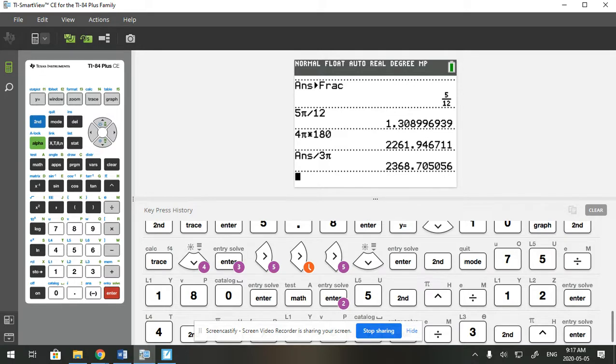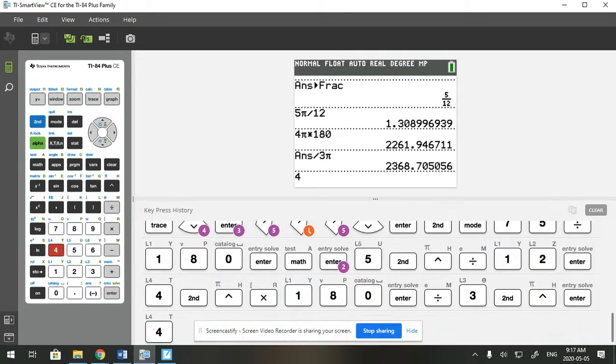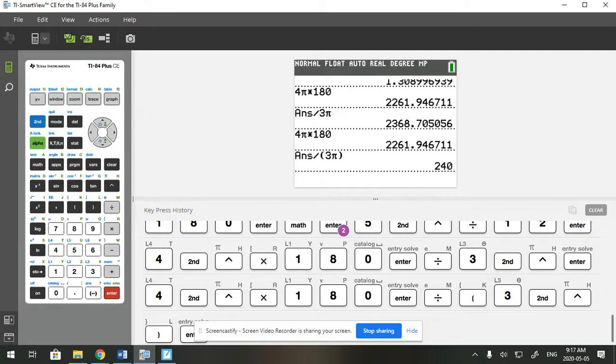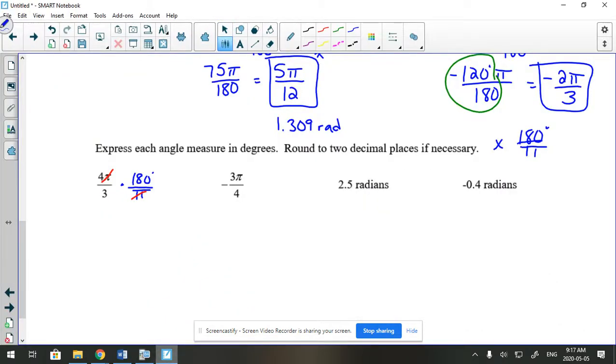Oh, I think you need brackets around that 3 pi. That's fine. Let's try it again. 4 pi times 180. Your calculator's getting confused, or I guess mine is. Divided by, brackets, 3 pi. There we go. Okay, so you can see that in degrees, this one becomes 240 degrees. So now I've calculated, it used to be in radians, and now I know how many degrees that represents. And the rest are all the same.